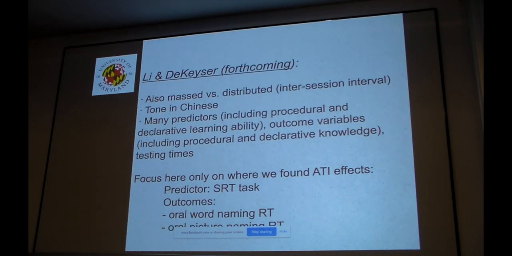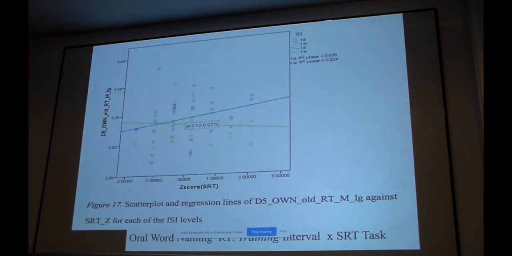Okay, so also looking at massed versus distributed learning, in other words, in the session interval, is a study by Lee and DeKeyser coming out sometime soon, based, of course, on Lee's dissertation, about tone in Chinese with many predictors and outcome variables. But the focus here is on where we found the ATI effects, with the predictor being the SRT task as a measure of procedural learning, and two outcome tasks, oral word naming reaction time and oral picture naming reaction time.